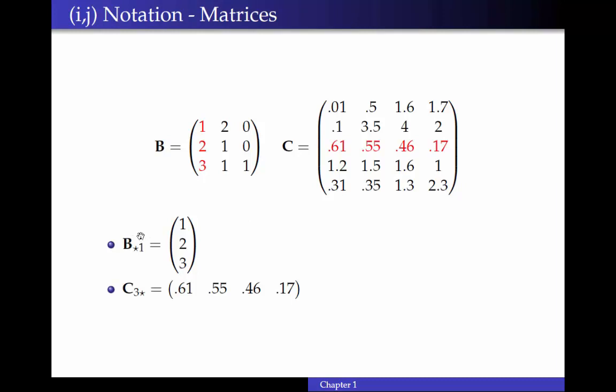Similarly, the first column of the matrix B would be B star 1, right? All rows, first column. That would carve out this first column. The third row of the matrix C would be C3 star. Third row, all columns. This row here.